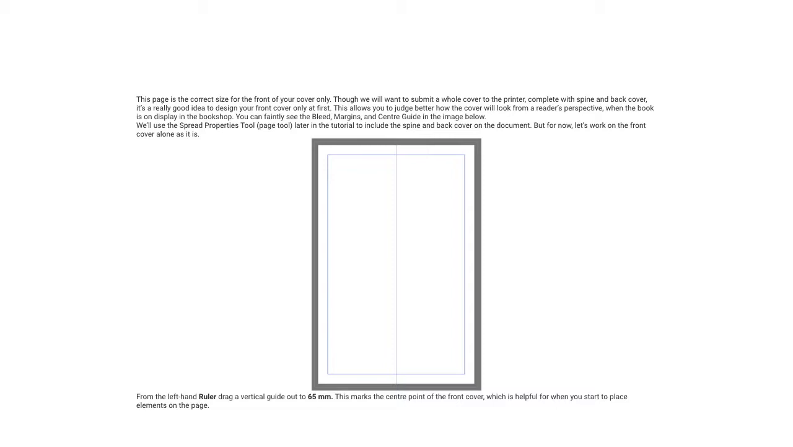From the left-hand ruler, drag a vertical guide out to 65mm. This marks the centre point of the front cover, which is helpful for when you start to place elements on the page. Now remember, if you're just designing a front cover for an ebook, then this front cover page is the only page you need.